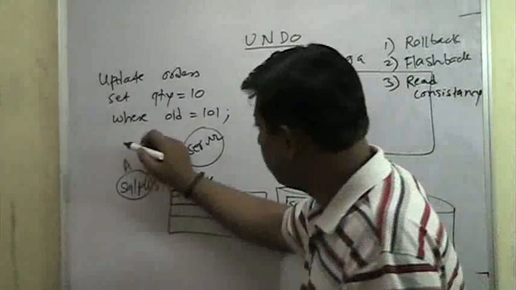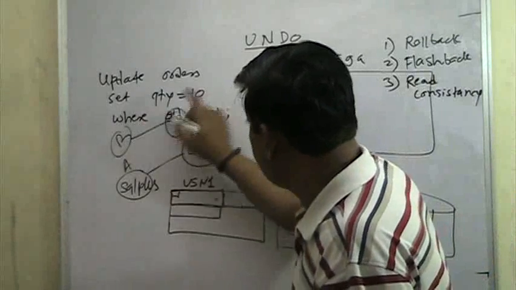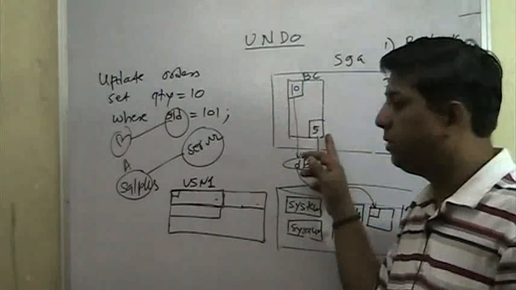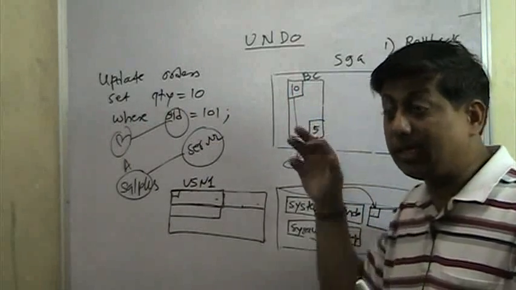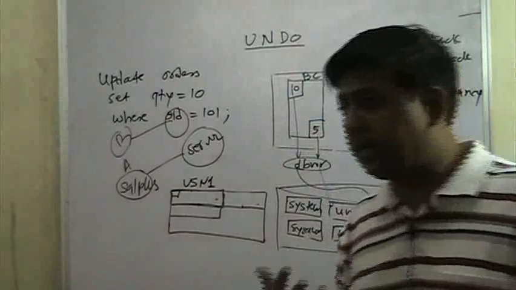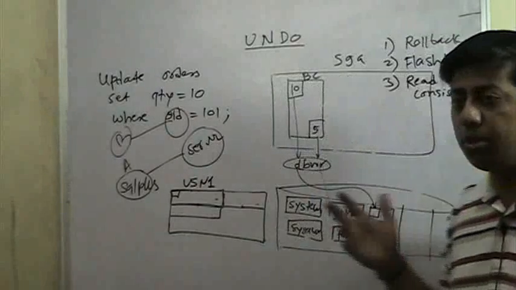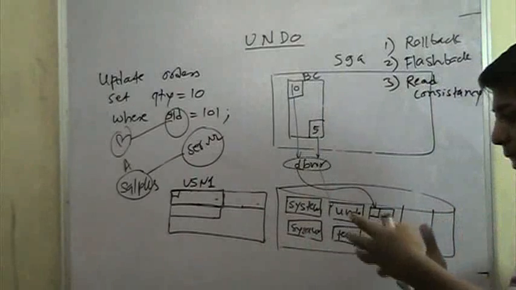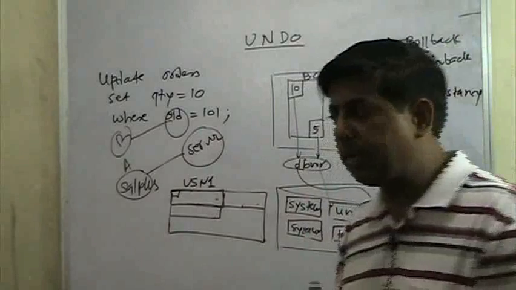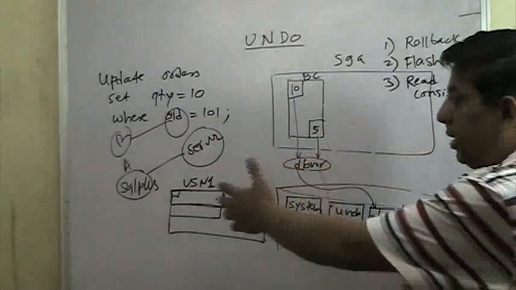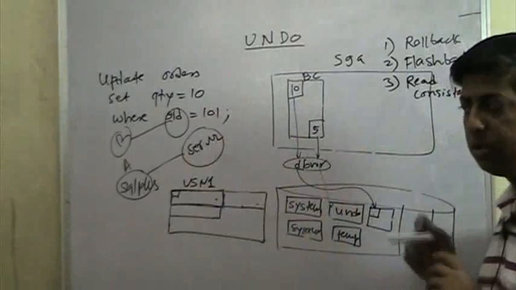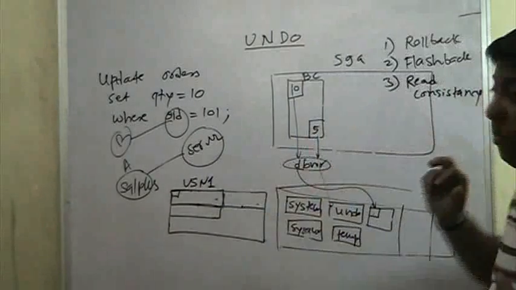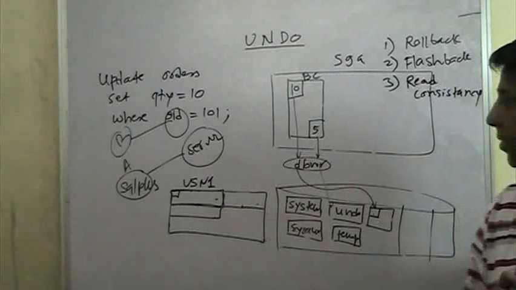But another user B, connected to another dedicated server process, if he tries to say select star from that table, he should be able to see 5. That is what read consistency is, the real meaning of consistent data. Consistent data means I should not see any uncommitted transactions from other users. So that is why you said this correctly: readers should not pose problems for writers and writers should not pose problems for readers. You should see only the committed data, not uncommitted data by other users. That is the purpose of this whole thing.